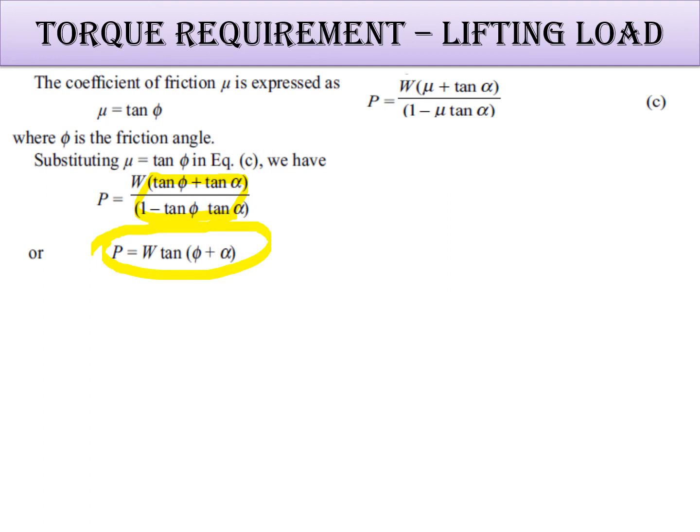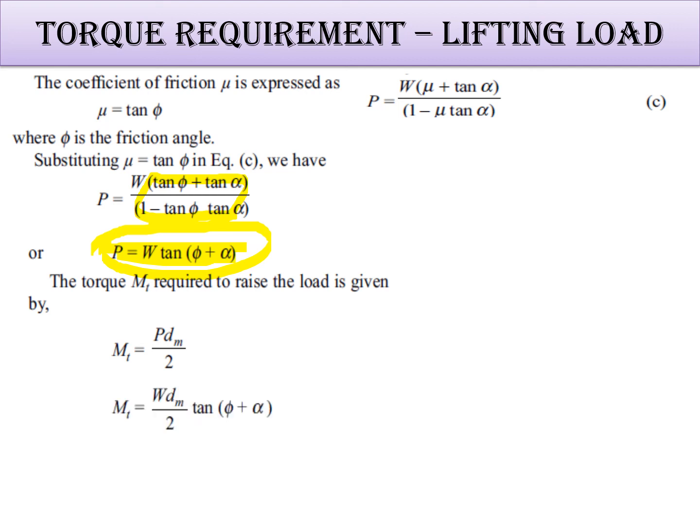This is the simplest form of finding the effort, what type of effort we are providing to it. So how much effort we needed? It is W tan of phi plus alpha. Now the torque requirement we needed. Torque is force into perpendicular distance: the effort which we are providing into the perpendicular distance, that is the mean diameter by 2. So the equation will become W dm by 2 into tan of phi plus alpha.